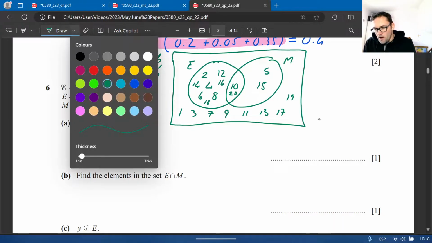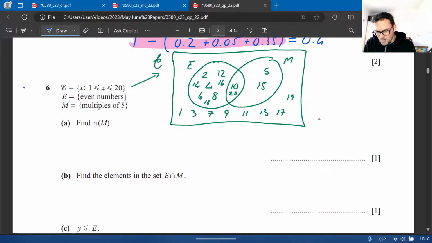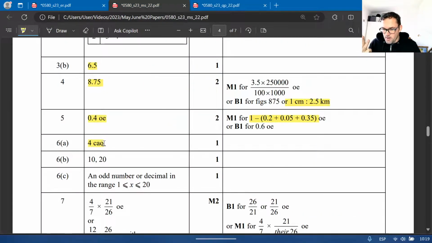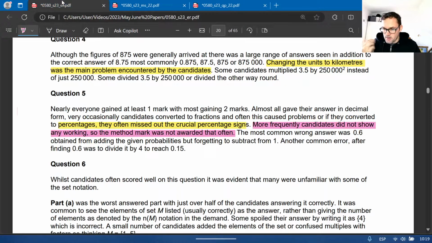So, answering the questions. n means number. The number of numbers that are multiples of 5, and that's 4: 5, 10, 15, and 20. So that's 4 numbers. The answer here is 4. Correct answer only. There's nothing else you can write there except 4.